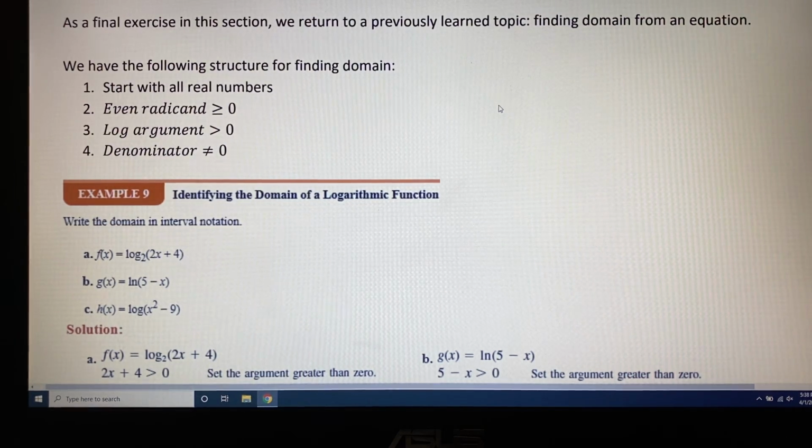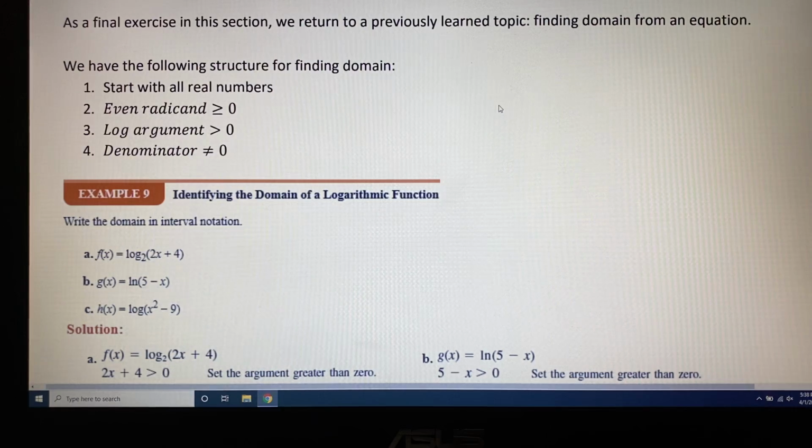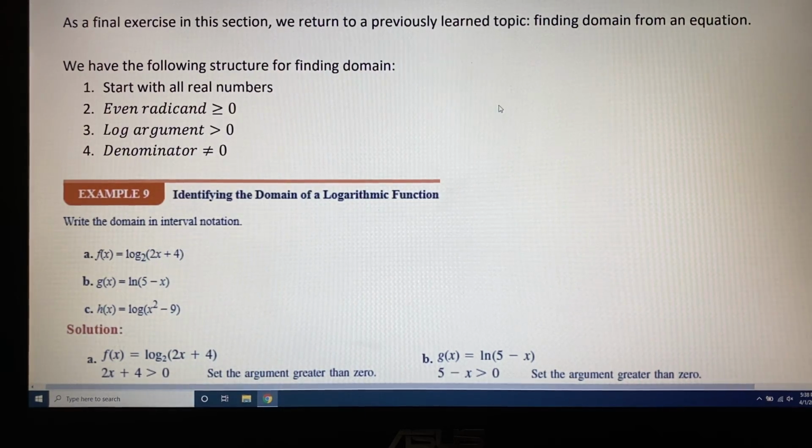Step 1, start with all real numbers. Step 2, if you have any even index radicals, then set the radicand to be greater than or equal to 0. Step 3, any log argument must be greater than 0. Step 4, any denominator must be not equal to 0.